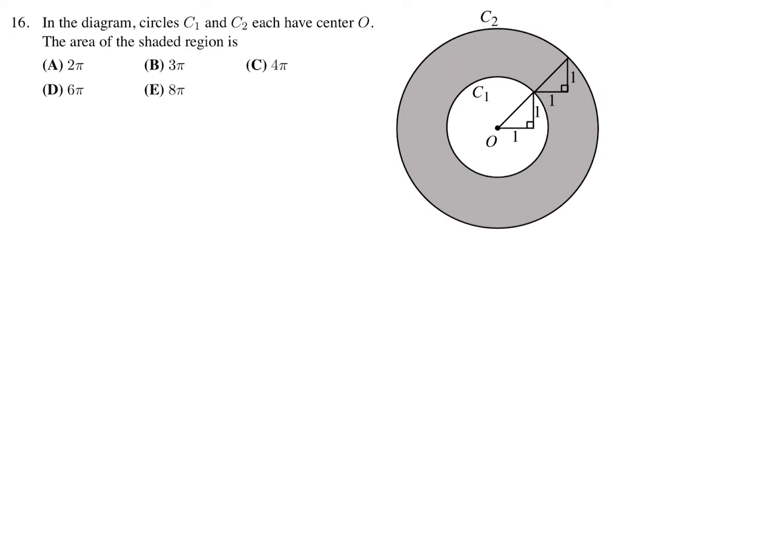In the diagram, C1 and C2 each have center 0. The area of the shaded region is. The area of the shaded region, AS, is obviously going to be the big circle, pi R squared, minus the small circle, pi small r squared. Now we have to figure out what is the value of big R and little r. Well, the small r, which is right here, this distance, we can figure out using Pythagoras, and they pretty much spelled it out for us.